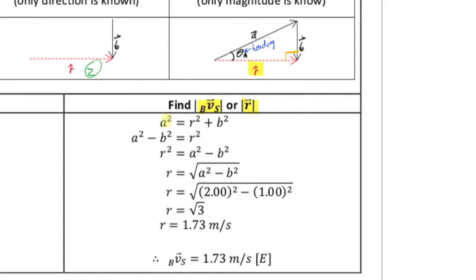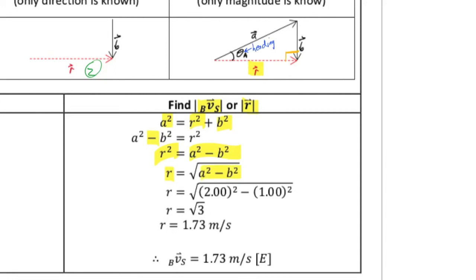That being said, A squared is equal to R squared plus B squared. And of course, we need to isolate for R squared. So when we bring B squared to the other side, it becomes subtraction. Turning the equation around, we get R squared is equal to A squared minus B squared. The opposite of squared is square root. So we take the square root of both sides. So we get R is equal to the square root of A squared minus B squared.